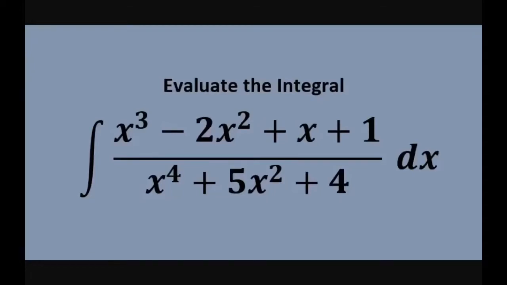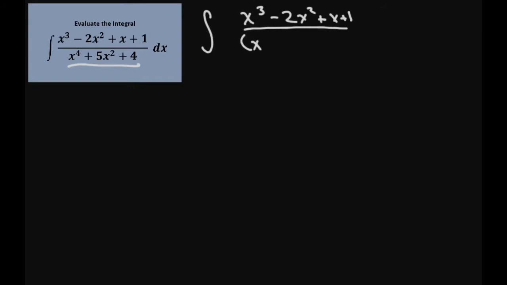Hello everyone, we're going to evaluate the integral given here. The first thing I want to do is go ahead and factor out this. So we would have the integral of (x cubed minus 2x squared plus x plus 1) divided by (x squared plus 1)(x squared plus 4) dx.